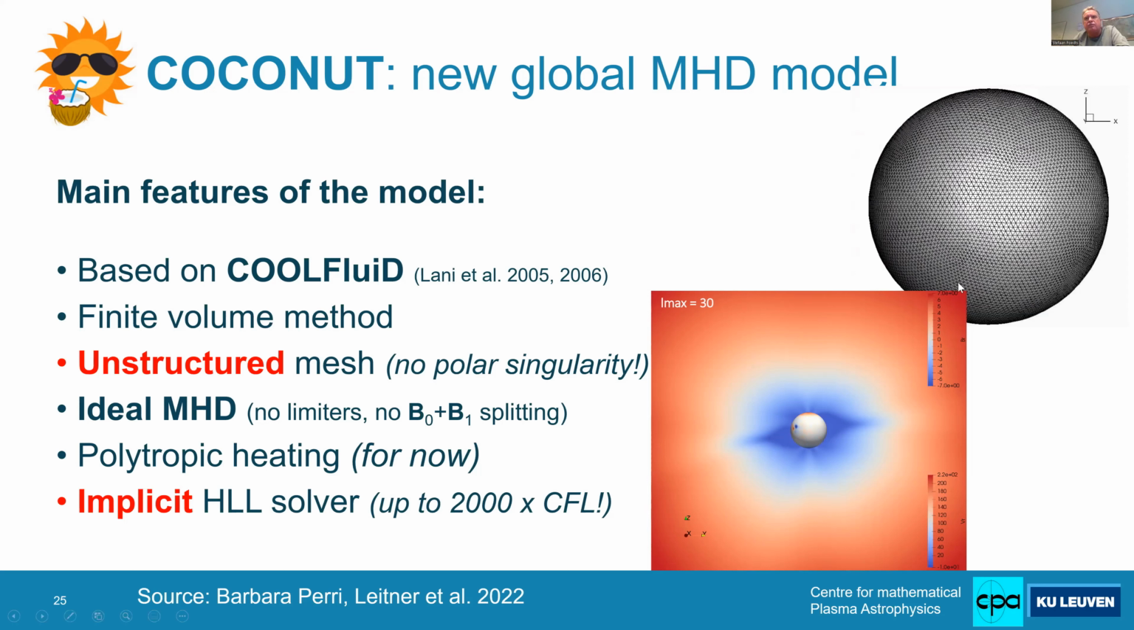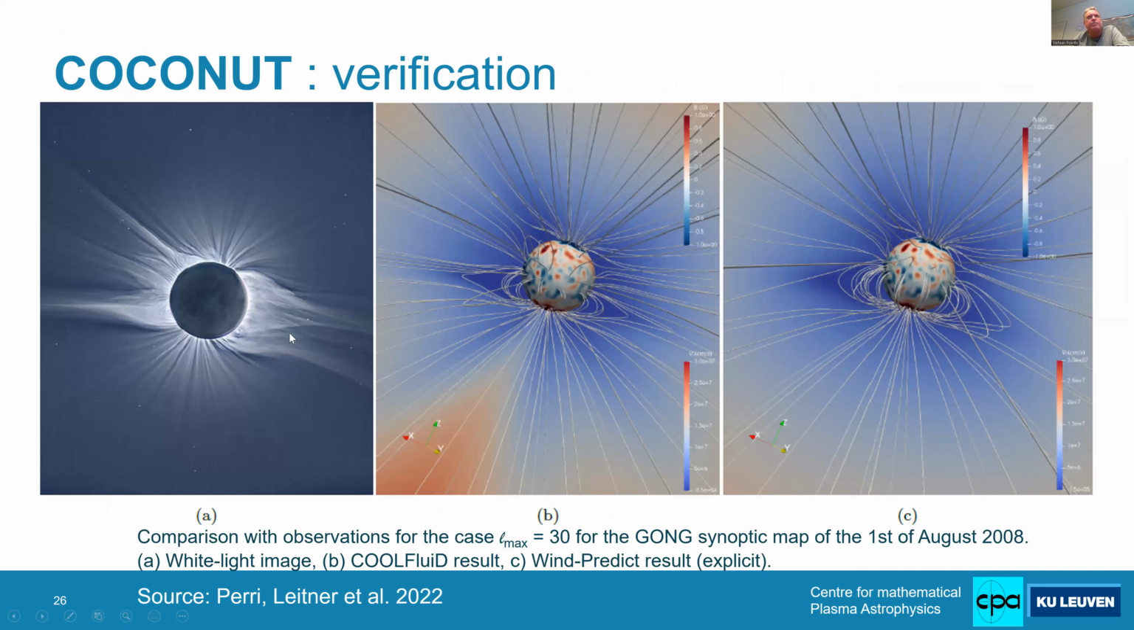And so we have this unstructured grid. Here you see kind of a validation simulation. Here you see a verification. So we compare to total eclipse images, because then we can see the corona, the structures in the corona, and we try to model this. You can see that we have the streamers here. And so this we try to quantify. This is with COCONUT, and this is with WindPredict, which is an explicit finite volume model, very similar, so we can compare the two models.